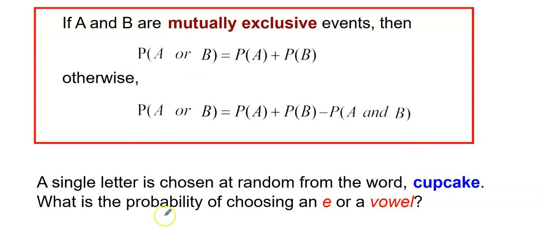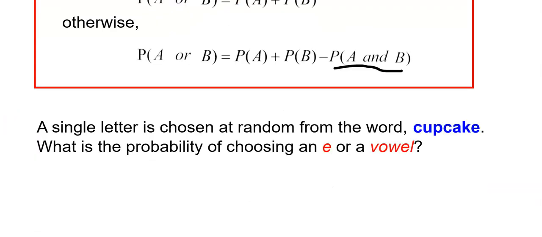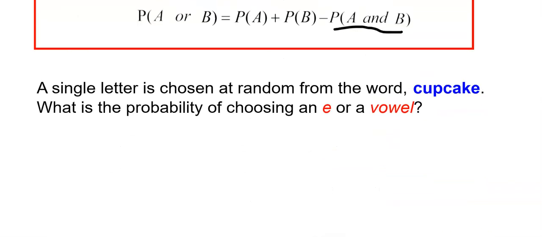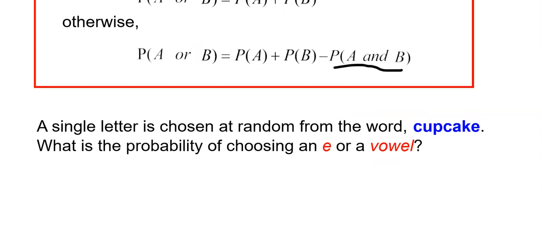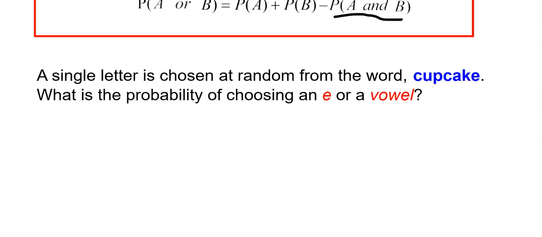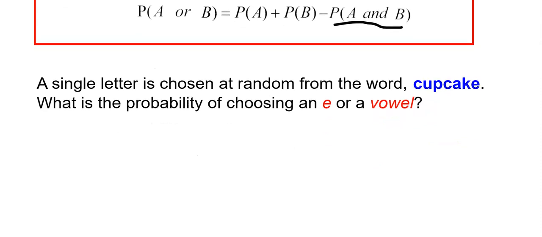If you do have mutually exclusive events, then this is the basic formula: you just add up their probabilities. Very easy. If they're not, you have to subtract this overlap. There's a couple different ways of seeing this, but let's see what type this is. First, let's decide if this is mutually exclusive or not. A single letter is chosen at random from the word cupcake. What is the probability of choosing an E or a vowel? Both these formulas are for or statements. So, is this mutually exclusive? Can I do both of those things at the same time?